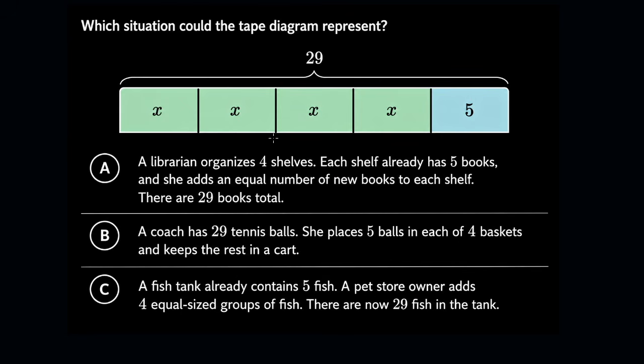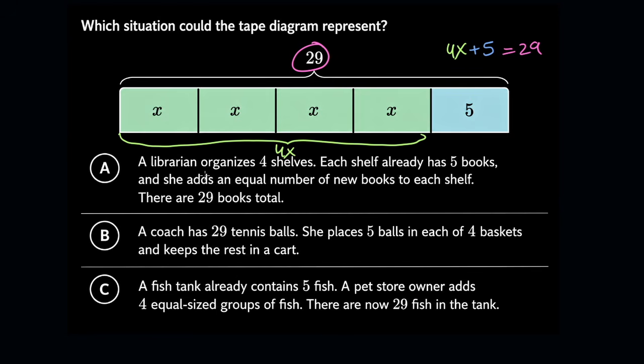This tape diagram, before I even look at the scenarios, I have 4 of these x's in green. So these over here, that is 4x. I could just write x plus x plus x plus x, but that's 4x. So I have 4x plus 5, and in total that's equal to 29. So I could write 4x plus 5 equal to 29. So let's see which of these scenarios could be described the same way.